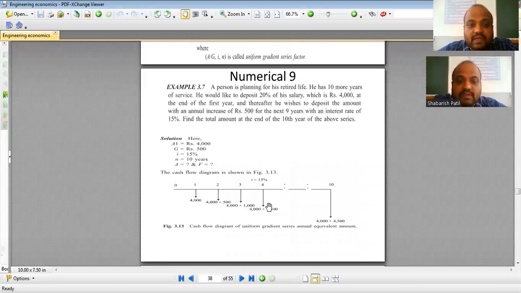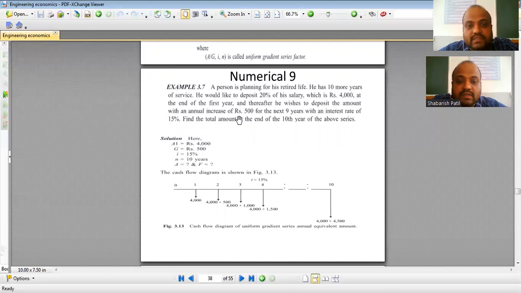So we go with the numerical here. A person is planning for his retired life. He has 10 more years of service. He would like to deposit 20% of his salary, which is rupees 4,000, at the end of the first year, and thereafter he wishes to deposit the amount with an annual increase of rupees 500 for the next 9 years with an interest rate of 15%. Find the total amount at the end of the 10th year of the above series.